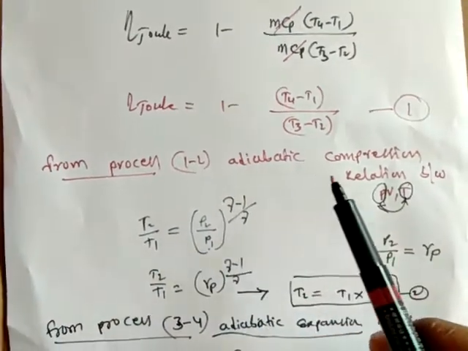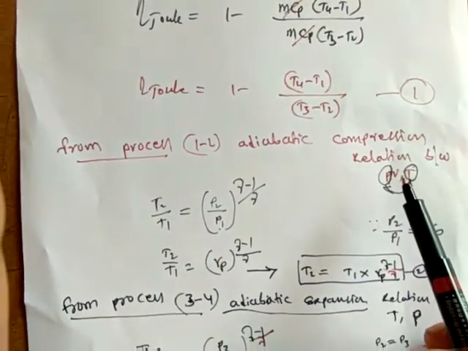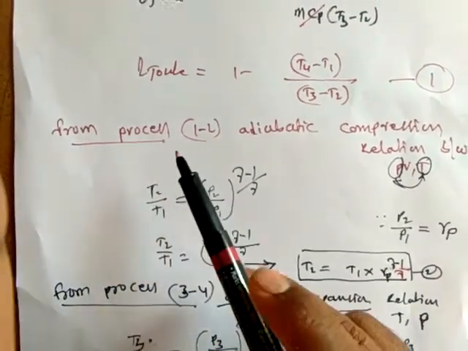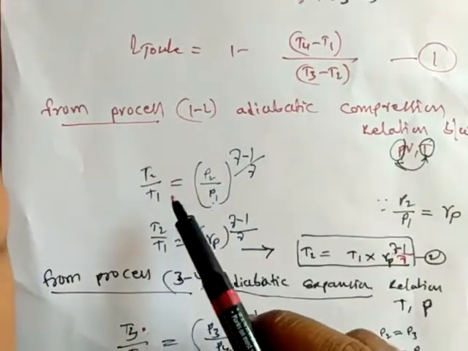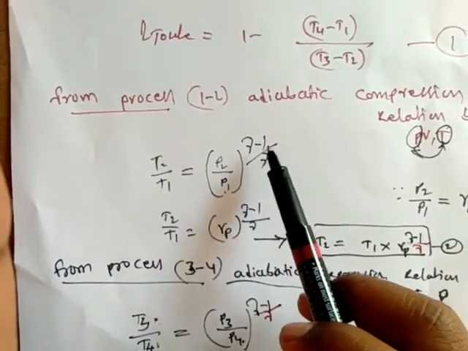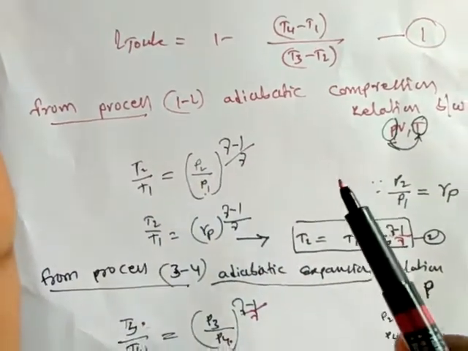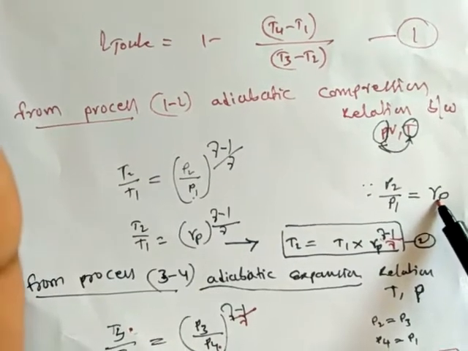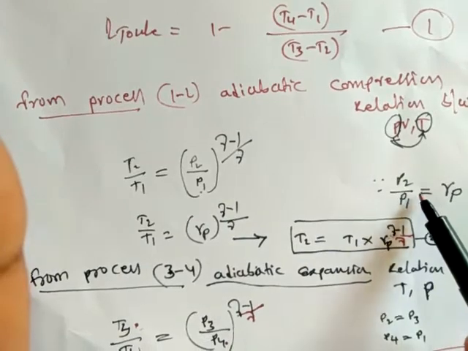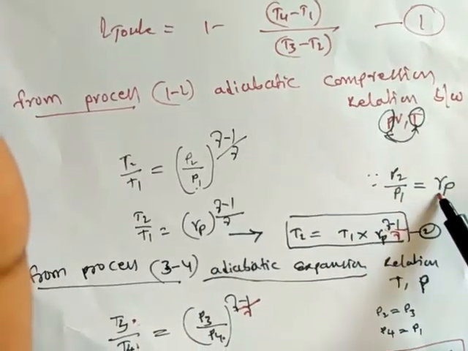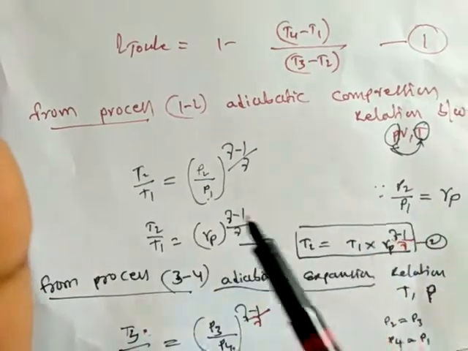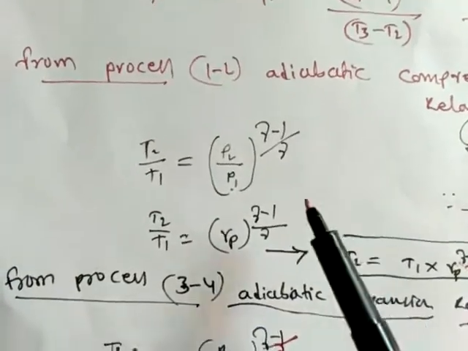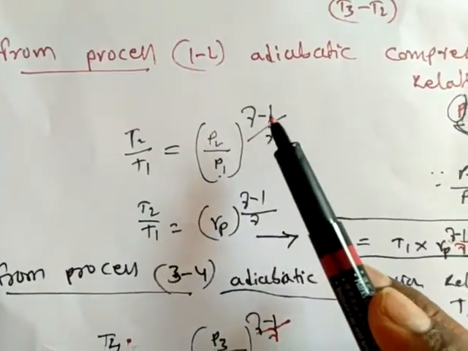Already we have derived the relationship between pressure, volume and temperature in the previous video. Once again, see that the relation between temperature and pressure is like this. From the 1 to 2 process, that is the adiabatic compression process, T2 by T1 is equal to (P2 by P1) to the power of (gamma minus 1) by gamma. Here P2 by P1 is nothing but the pressure ratio, denoted by Rp. In the previous video, V1 by V2 was the compression ratio. Here P2 by P1 is the compression pressure ratio, denoted by Rp.